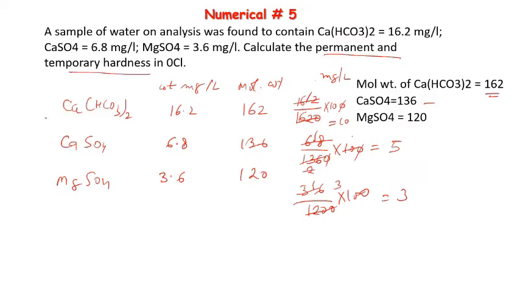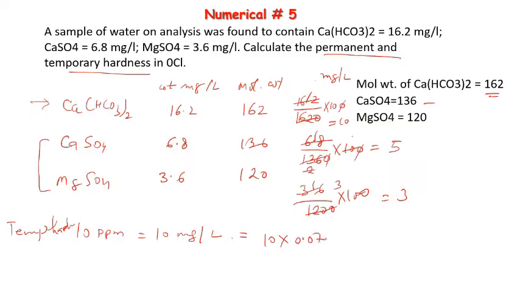It has been asked. So permanent hardness is caused by these two and temporary hardness is caused by these. Here we can write down 10 ppm or milligrams per liter is the temporary hardness. In degree Clark, we have to multiply it by this much to convert it into degree Clark. So this will be equal to 0.7 degree Clark, right? And the permanent hardness will be 5 plus 3, 8.